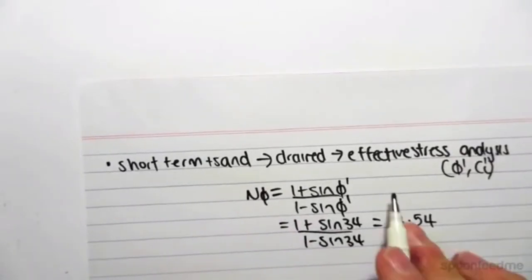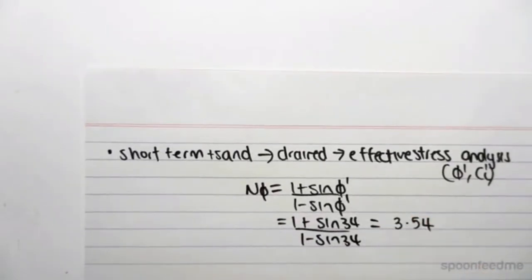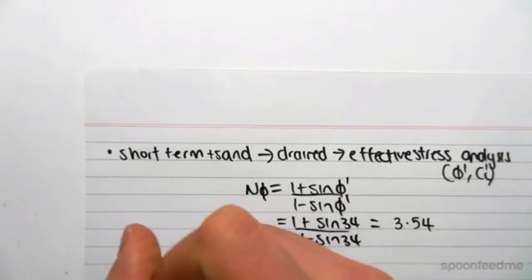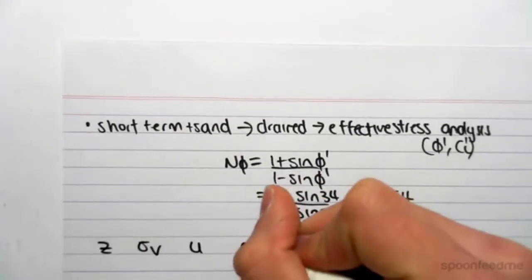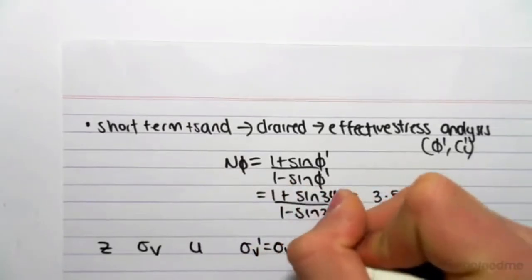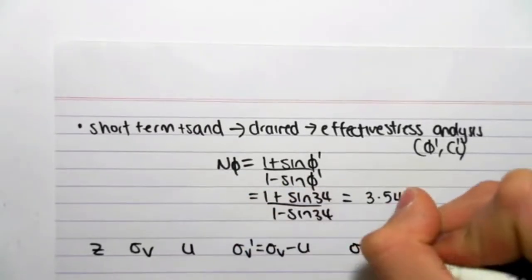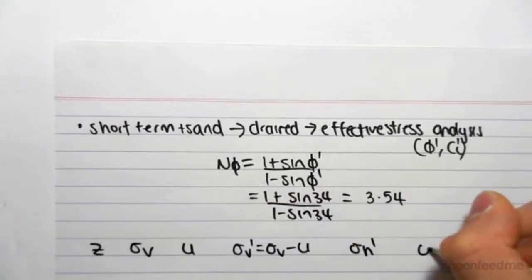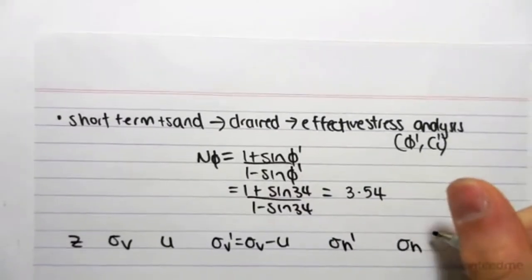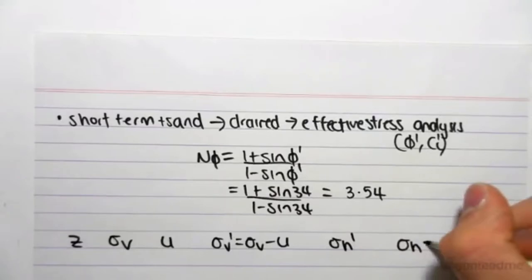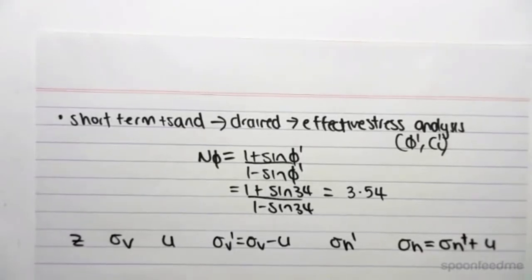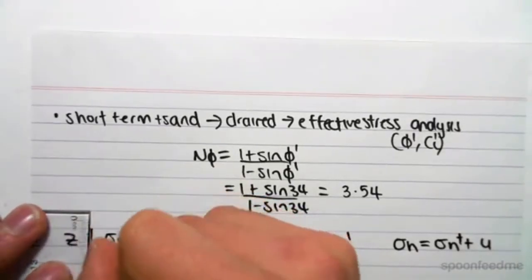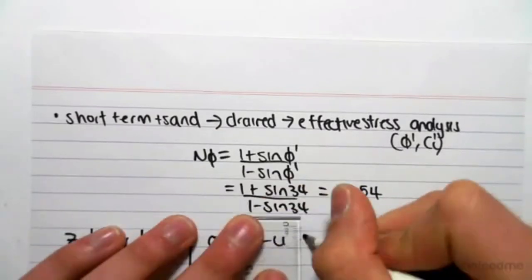Because we're doing an effective stress analysis, it's a bit more tricky. So we're going to have Z, sigma V, U, sigma V dash, which we know is sigma V minus U, sigma H dash, and then we still need to get back to our total stress in the horizontal direction, which is sigma H, which equals sigma H dash plus U. So those are the headings of our columns.